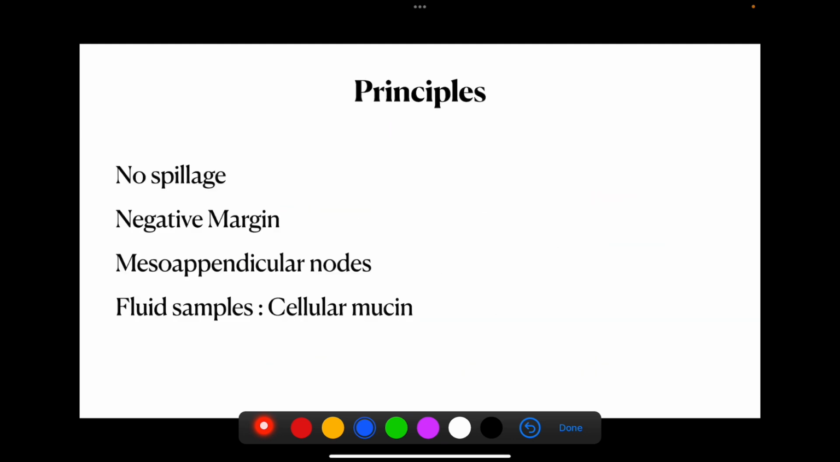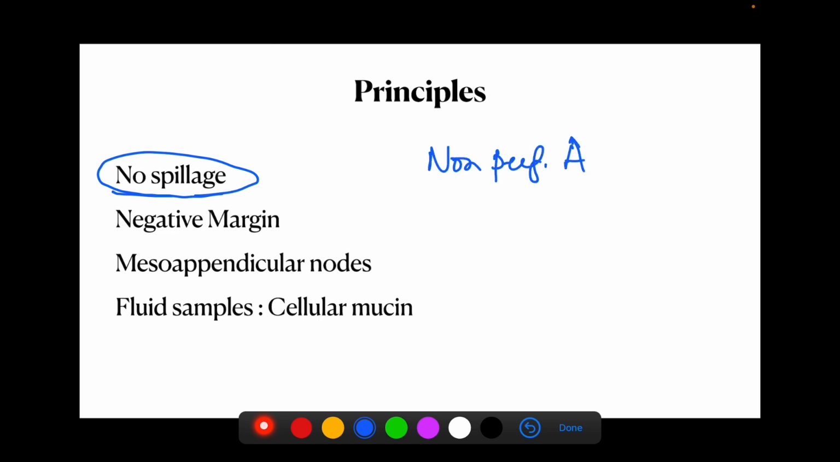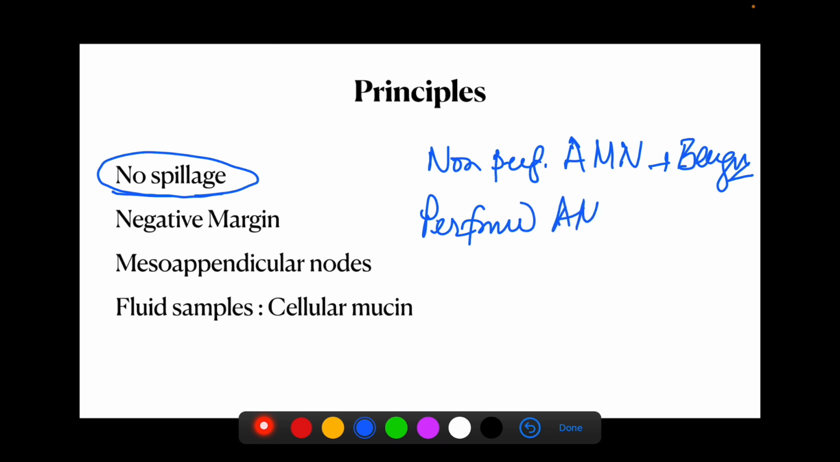Now, what are the principles during the first surgery? At any cost, we should be avoiding spillage, because a non-perforated appendicular mucinous neoplasm is a benign disease, but a perforated appendicular mucinous neoplasm is a malignant entity. So at any cost, we should avoid spillage. During the surgery, we should take care to achieve a negative margin.